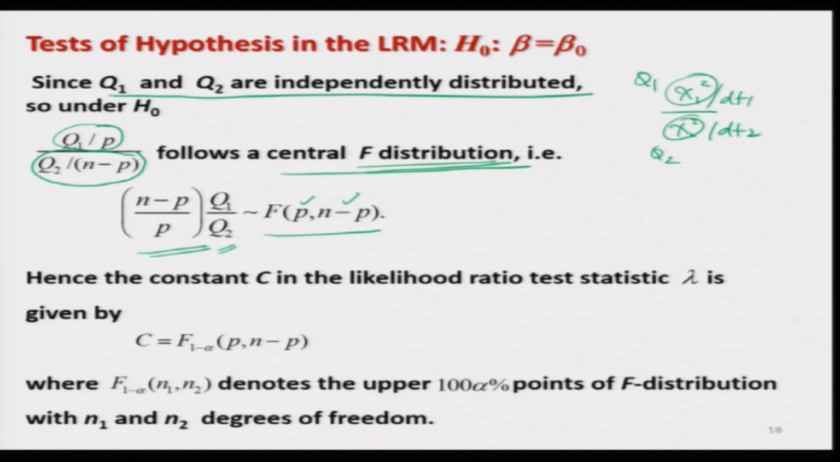Hence, the constant in the likelihood ratio test statistic lambda is given by this F at level of significance 1 minus alpha with degrees of freedom p and n minus p, where F of 1 minus alpha, n1, n2 indicates the upper alpha percent point of the F distribution with n1 and n2 degrees of freedom. So, you can see that you have obtained the value of the constant also. Now you are done.